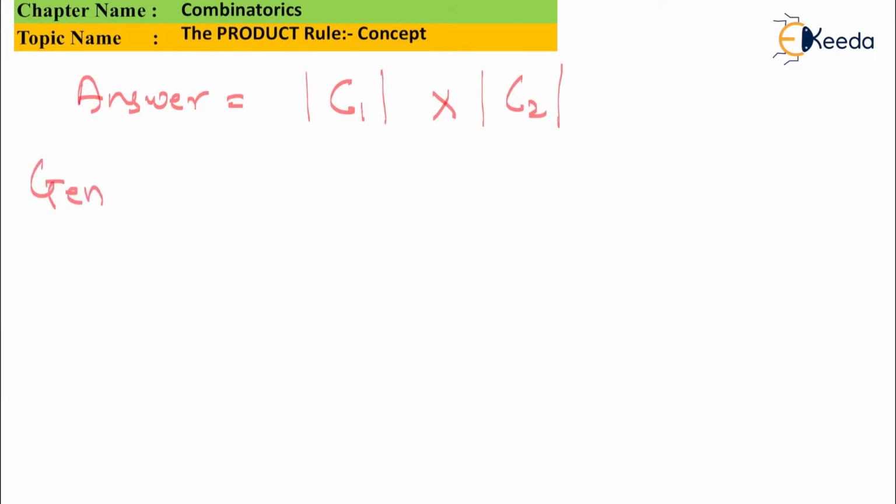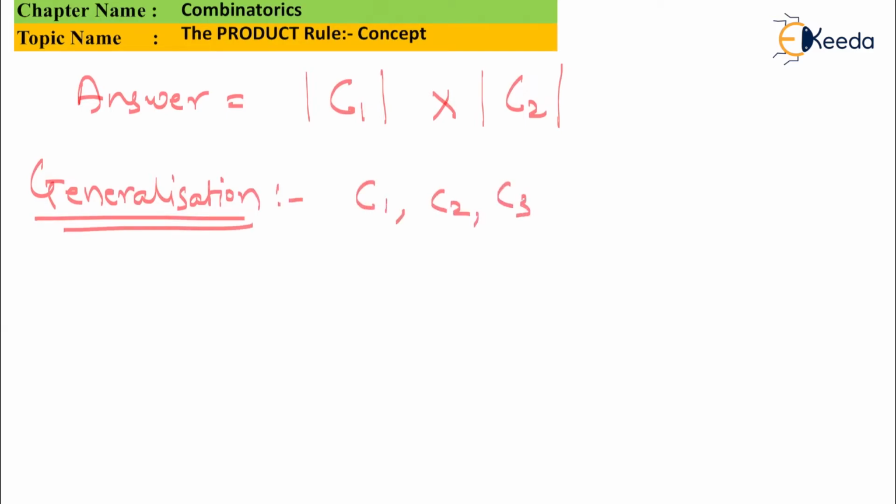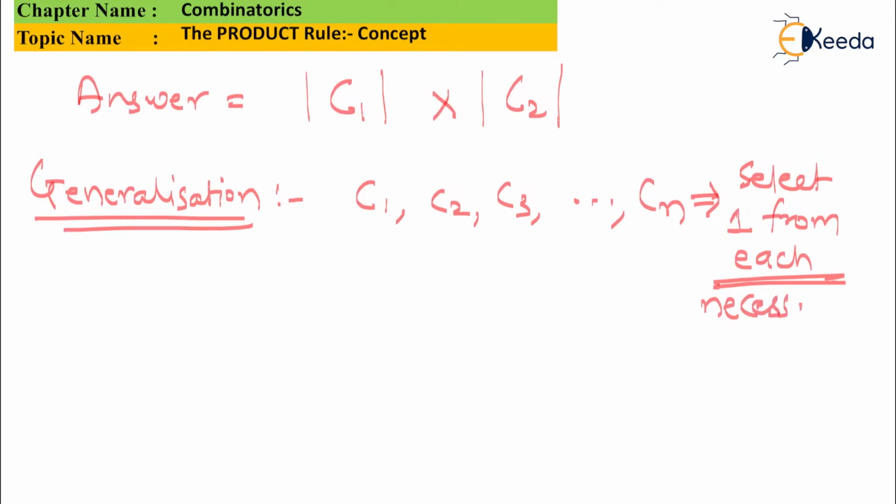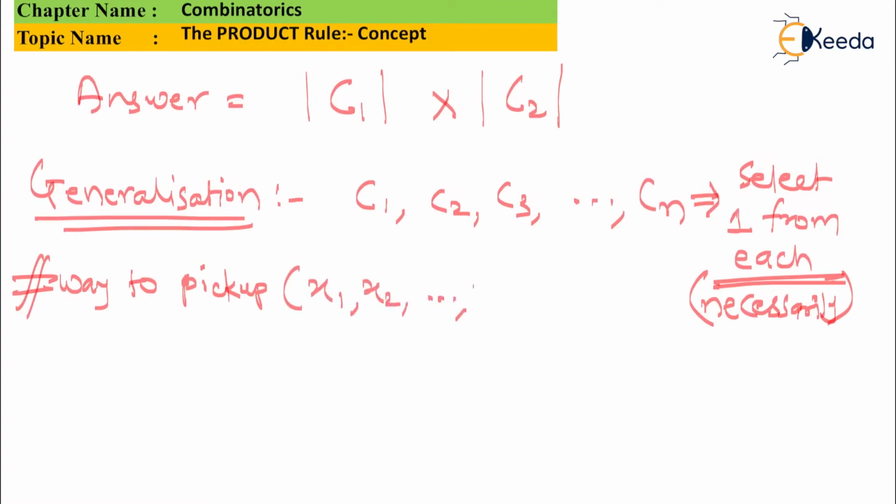We could immediately generalize this. Let's say you have the choice sets C1, C2, C3 up to, let's say, n choice sets, and you are going to buy one from each. So select one from each. When you select one from each, that means you have to necessarily select. You don't really have a choice. You have to select. So in that case, the answer would be the number of ways to pick up x1 comma x2 up to xn.